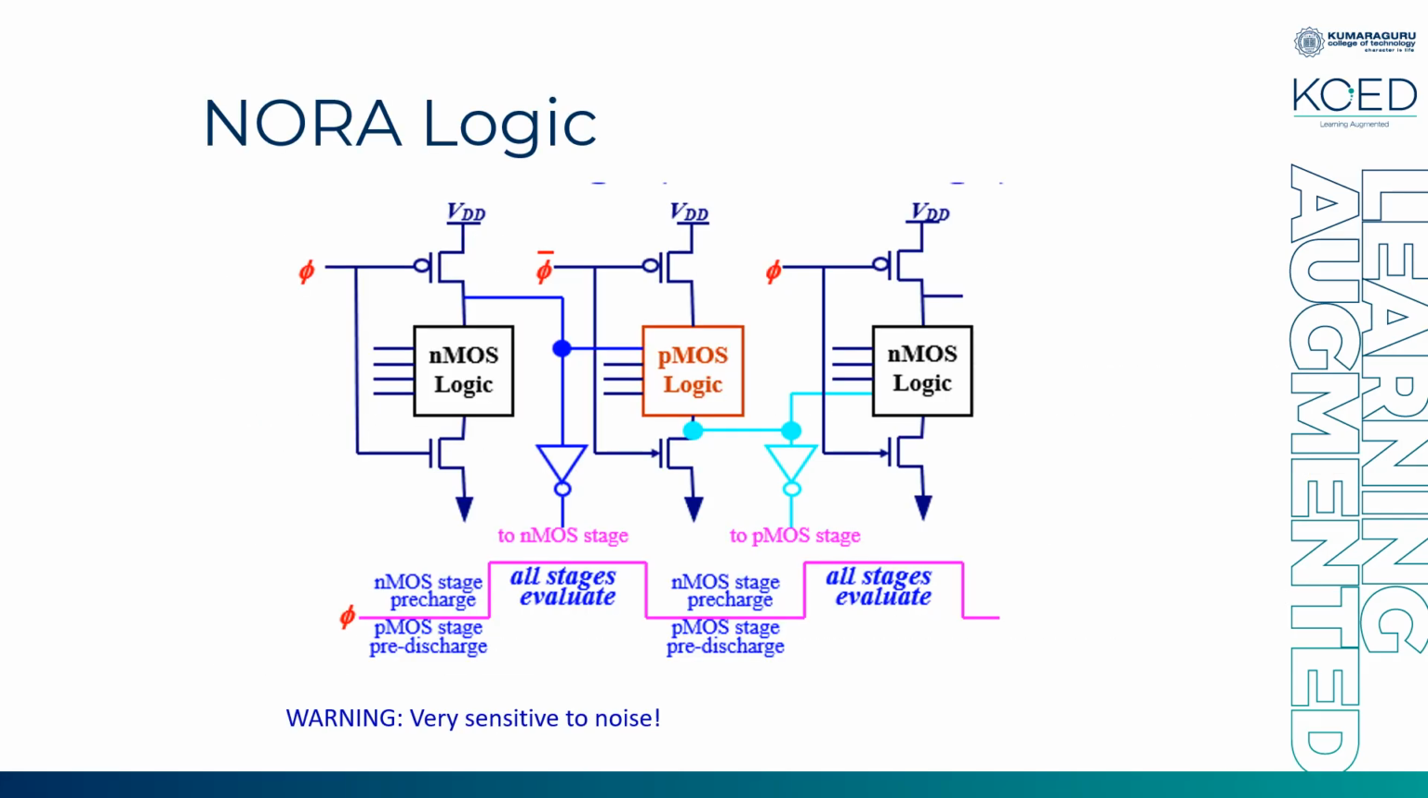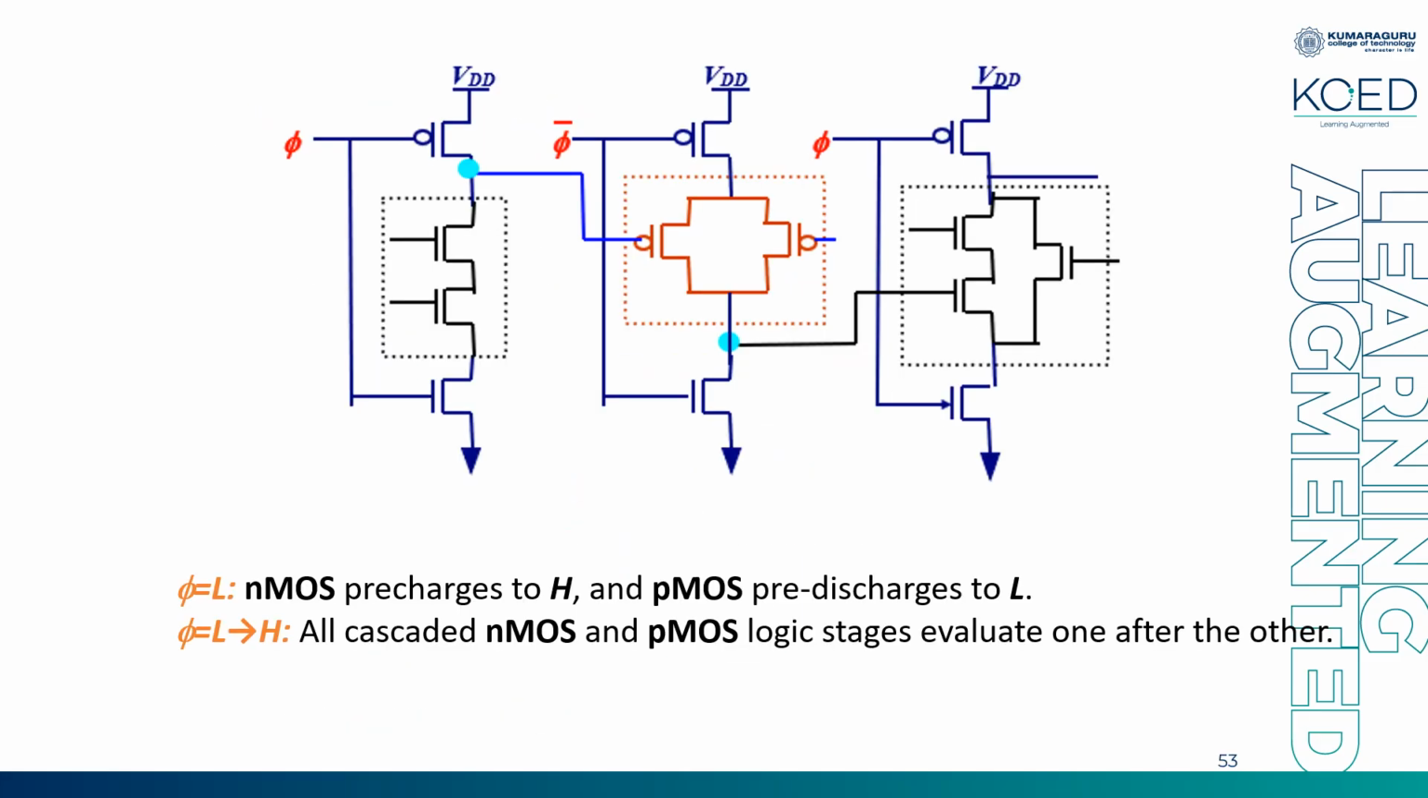So this is NORA, in which you have added an inverter at all the output stages. At each output stage you add an inverter and give the output to the next stage. Okay, so only one disadvantage: this is very sensitive to noise. And when phi is equal to low, that is clock is low, the NMOS will be pre-charging to VDD and PMOS will be pre-discharging to 0, as seen in the last case. Okay, the same is followed. If you add an inverter, then you have this as NORA, or no race condition logic.